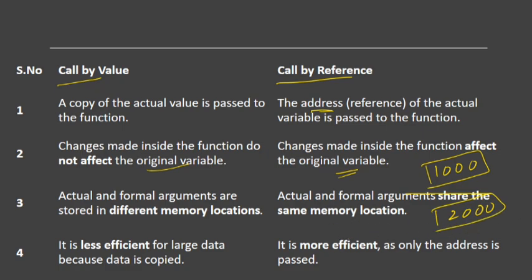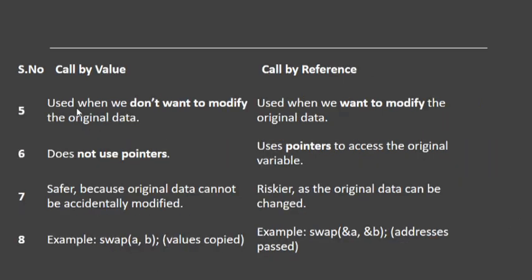Call by value is less efficient for large data because the data is copied. Call by reference is more efficient as only the address is passed. Call by value is used when we don't want to modify the original data, because the local function changes, but not the original. Call by reference is used when we want to modify the original data. Call by value does not use pointers. Here it uses pointers. Star x is nothing but the pointer concept.